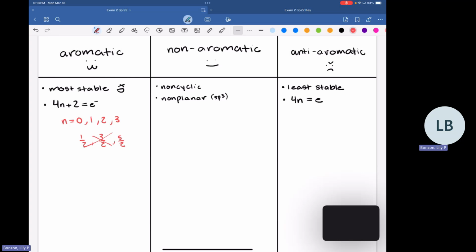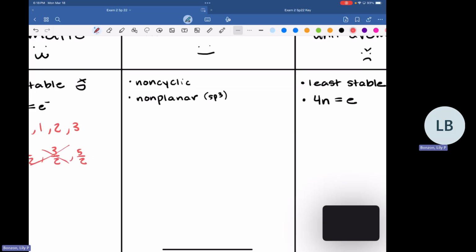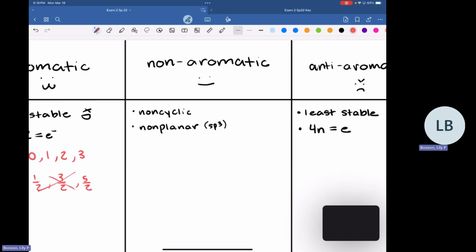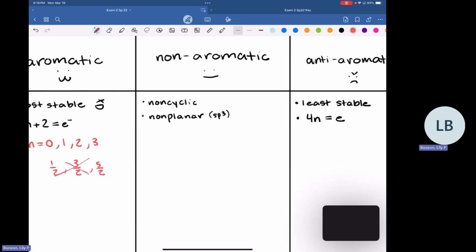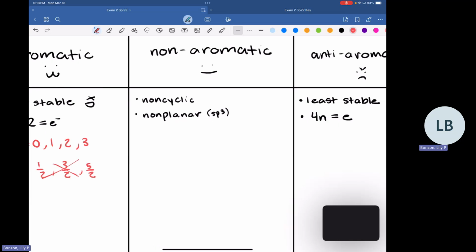And so we don't have a formula for the non-aromatic. Non-aromatic will just be when it doesn't satisfy those aromatic rules. So if it's non-cyclic, so if it's just like a linear structure, if it's non-planar, so if it's an sp3 atom, so maybe something like this, where you've got 1, 2, 3, 4 regions, so that would be sp3.